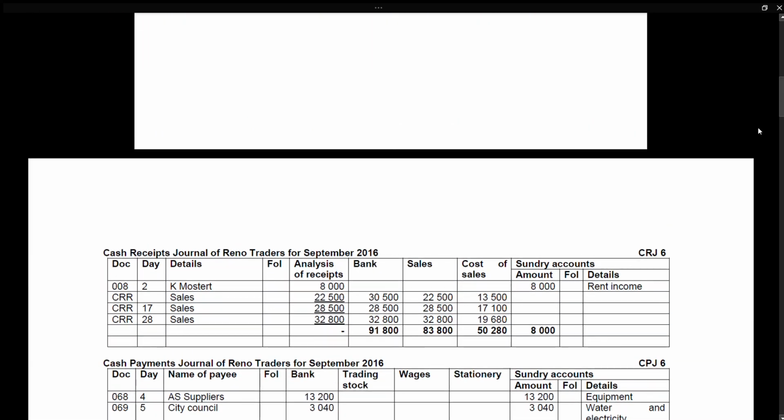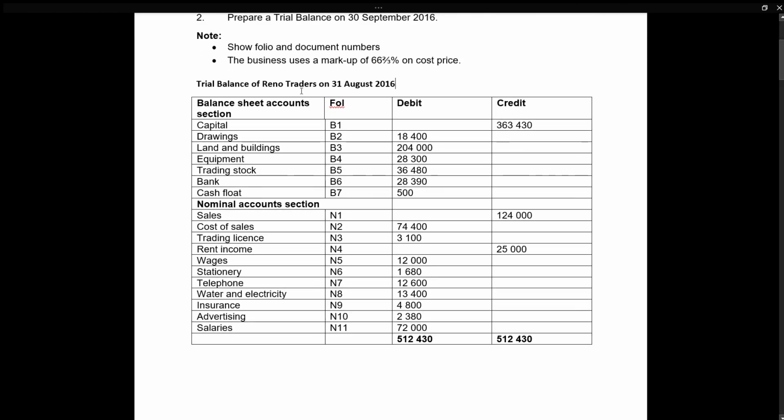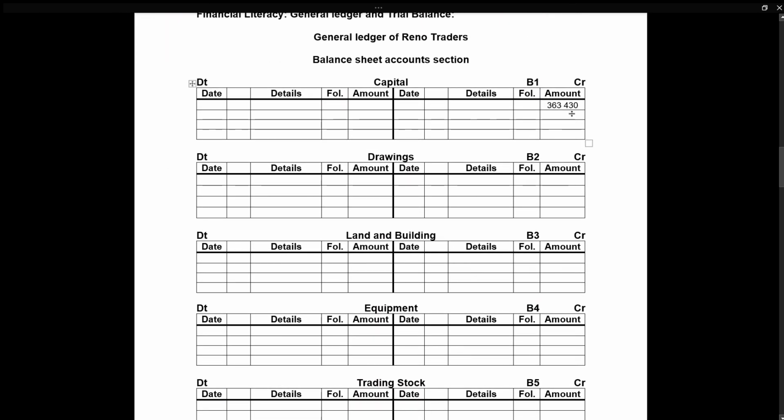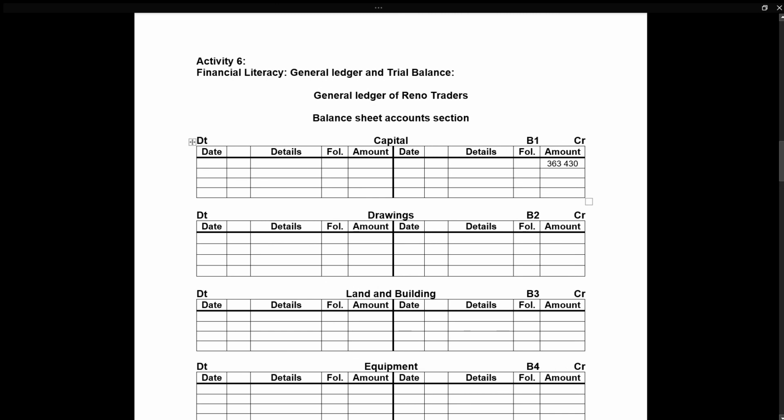Right, so first one, capital. Capital will have an opening balance of 363,430 Rand on the 1st of September, which is already filled in, lucky me. The folio for this will always be brought down. Details will be balance, and this will be on the 1st of September.